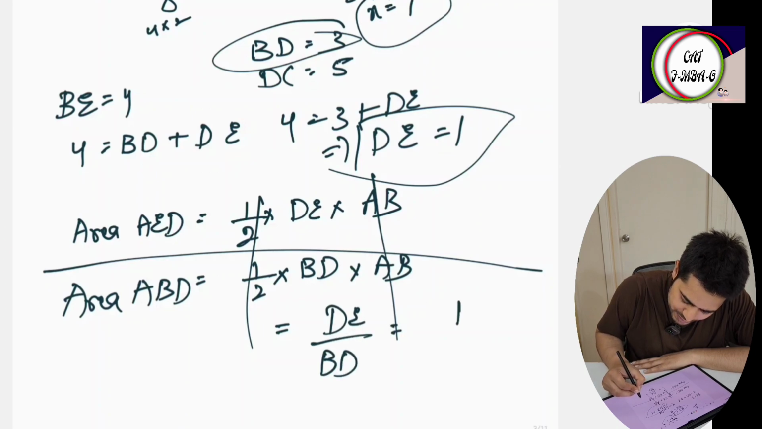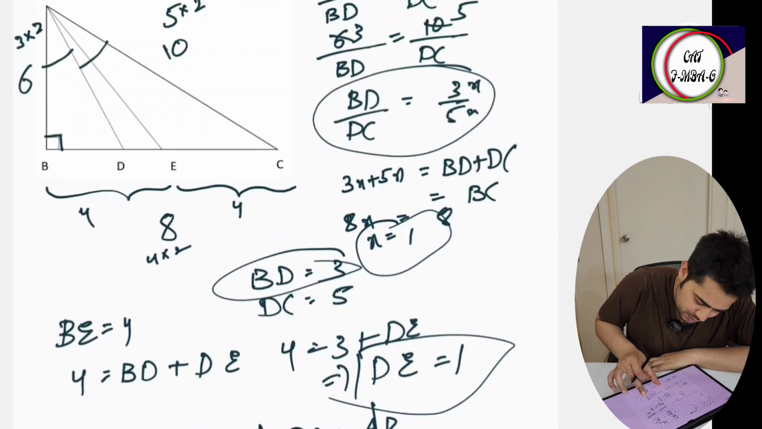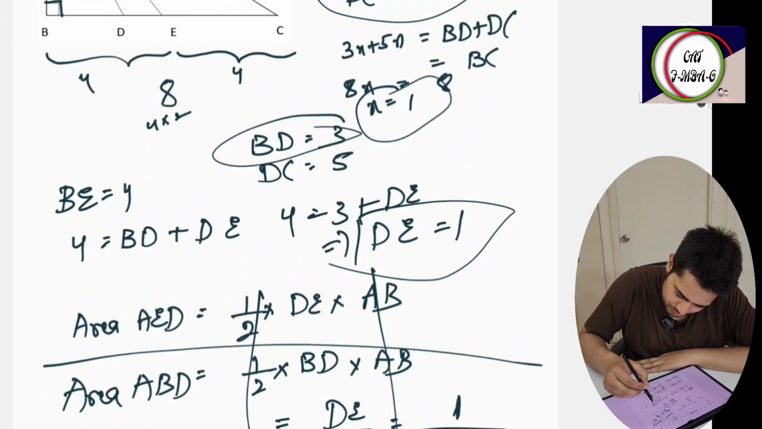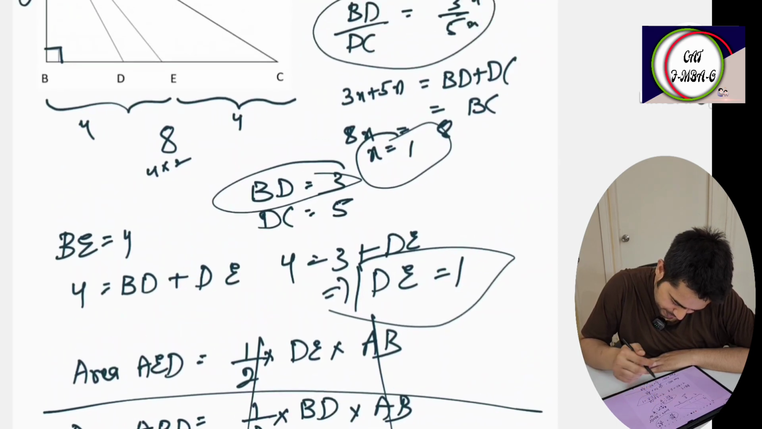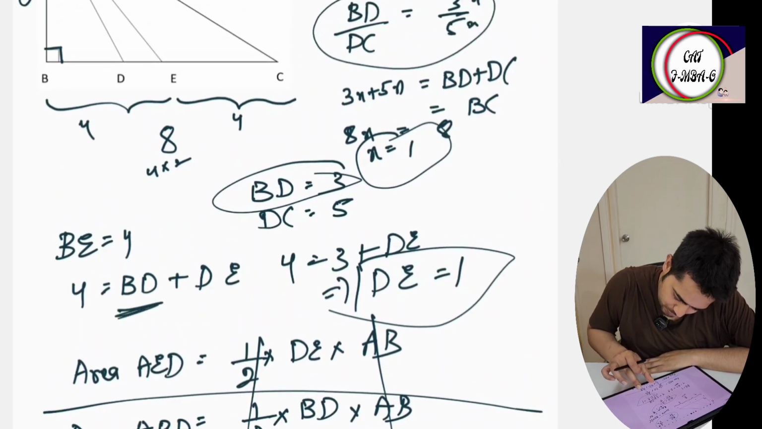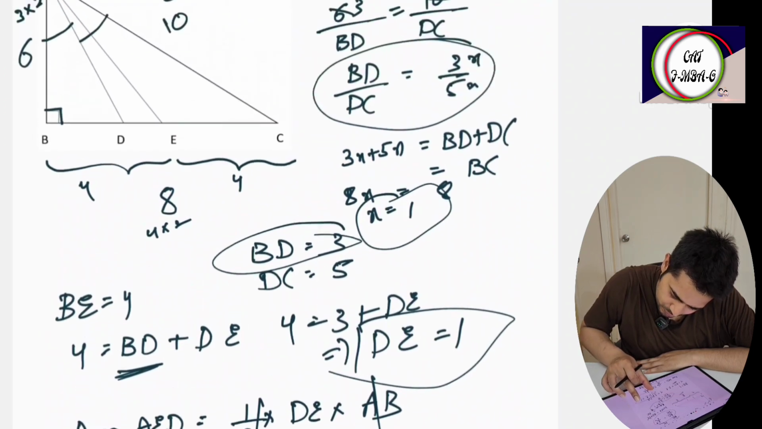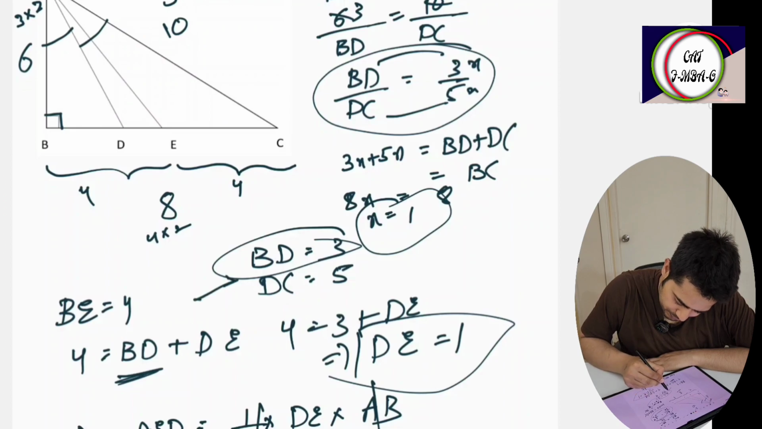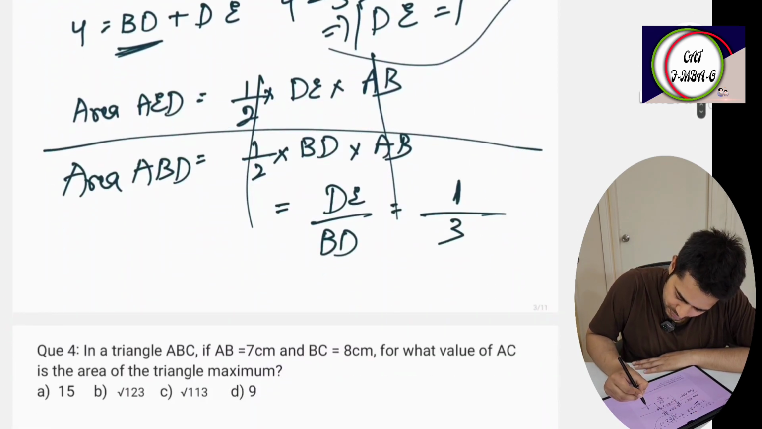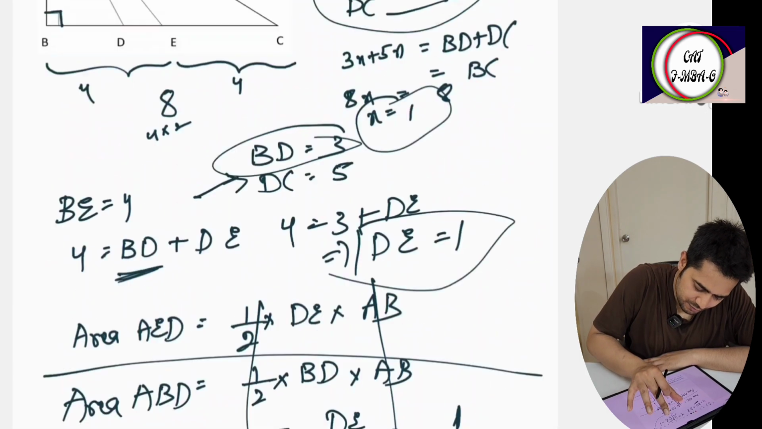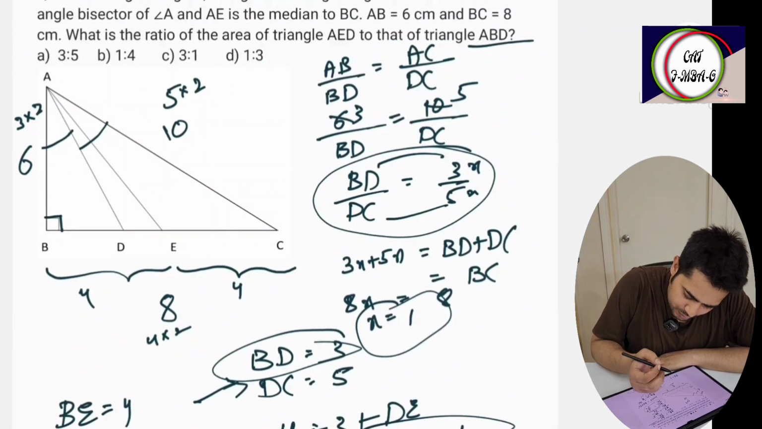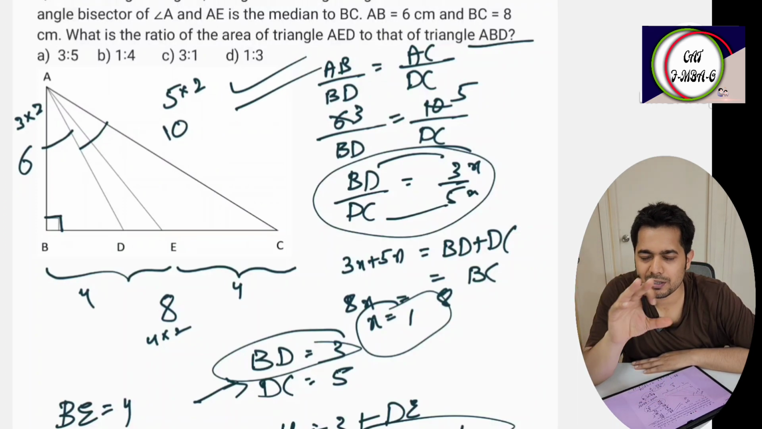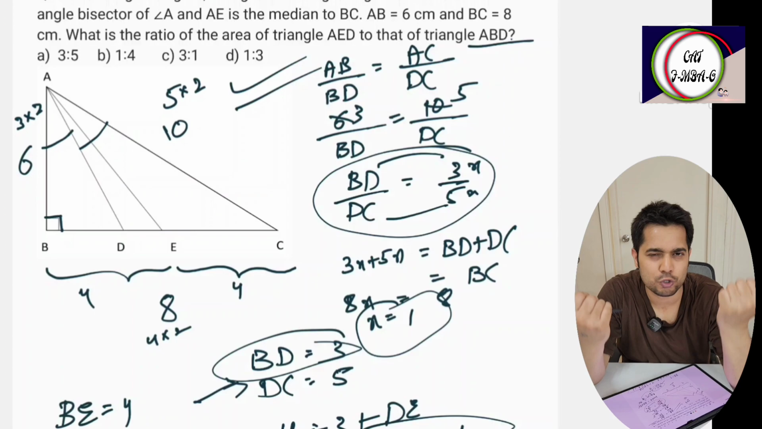Now we found out DE is 1 and BD is 3. Perfect. BD is 3, DC is 5. So 1:3 is the right answer. Let's see if any option is matching. Area of triangle AED to ABD, yeah, option number D is matching. So this is the right answer. Like this you have to play. Let's move ahead to the next question.